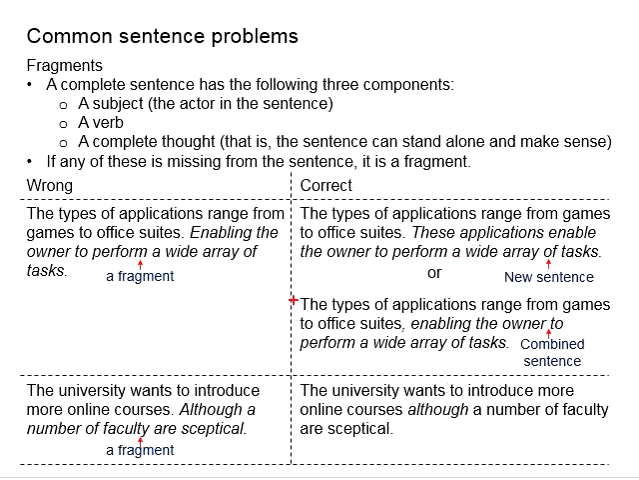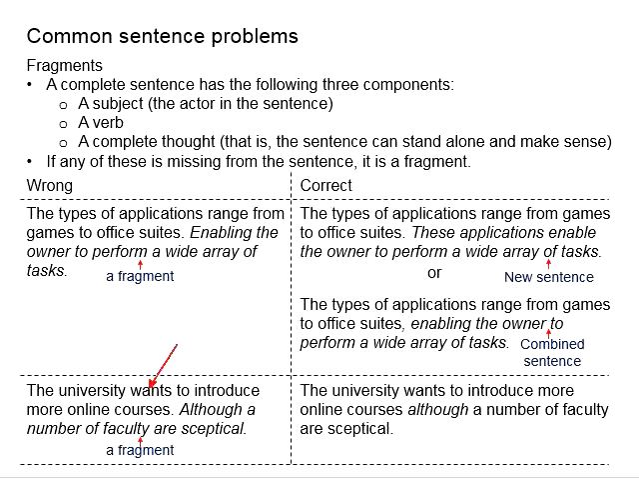Or you can write the sentence in this manner: the types of applications range from games to office suites, enabling the owner to perform a wide array of tasks. This is a combined sentence. Although the second half of the sentence is without a subject, looking at the structure of the sentence, we know that the subject will be the applications that range from games to office suites.